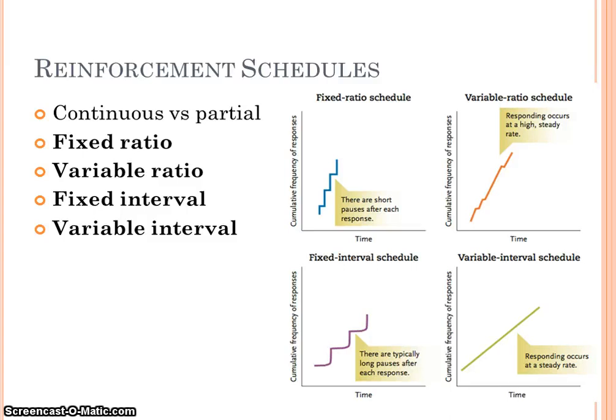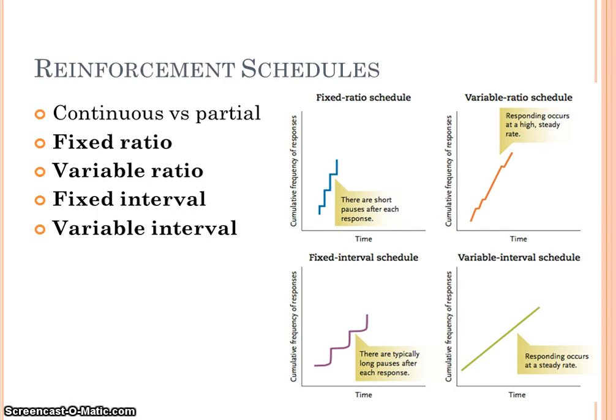An example of a variable ratio would be slot machines. The behavior, us pulling the bar or the handle on the slot machine, is going to eventually get us rewarded at some point. We just don't know how many times we're going to have to pull the lever to hit the jackpot. This is why slot machines are so addicting, because we never know when the reward is coming.